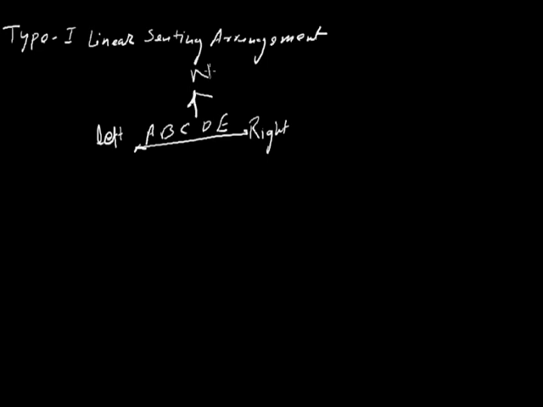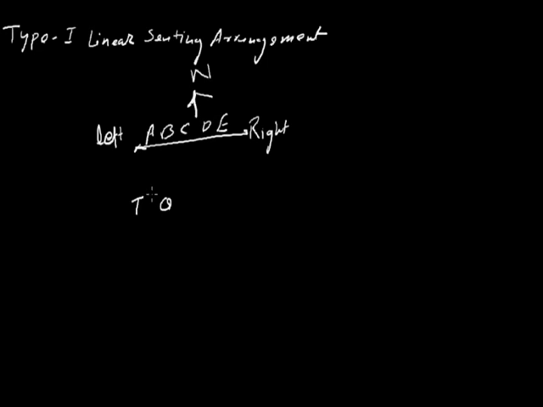So if we arrange these five persons according to the statements, then our diagram should be like this. Q is to the immediate right of T. So Q is immediate right of T. Now because Q is right of T, T should be left of Q.